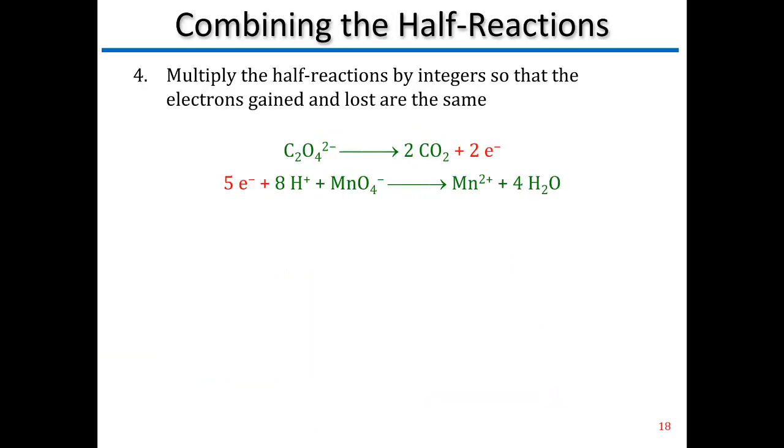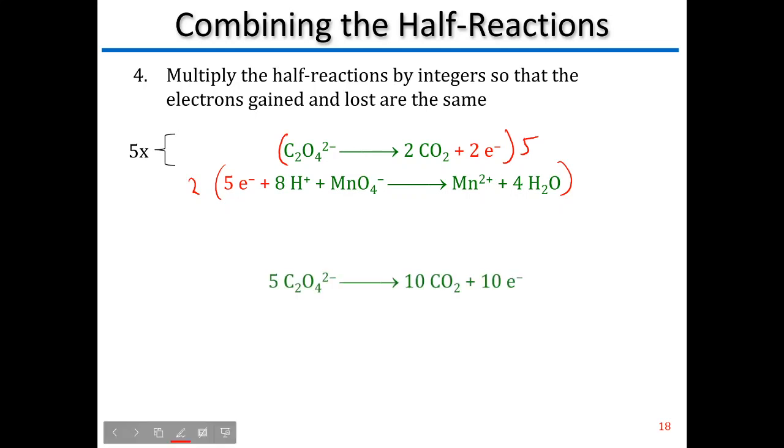Now I want to multiply the half reactions by integers so that the electrons gained and lost are the same. In other words, I want to balance out these electrons and these electrons. And the way I'm going to do that is by multiplying either both half reactions, or one half reaction, by a number so that they're equal. In this particular instance, I have 2 and 5. There's really no way to balance 2 and 5 except to multiply both equations by something. So in this case, I'll multiply this equation by 5 and this equation by 2. That would give me a total of 10 electrons on each.